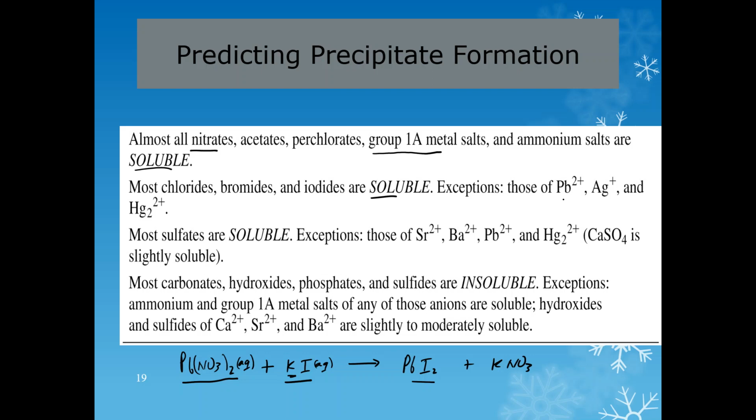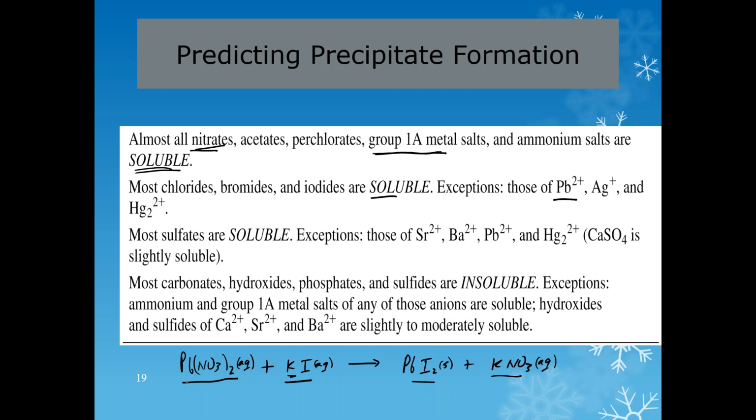But look at this. The exception would be lead 2 plus, right? So lead 2 iodide would be insoluble, so therefore this will exist in a solid state. And then finally, potassium nitrate, we know it's going to be soluble because one, it's a nitrate, and two, potassium belongs to group 1A. So therefore we know that potassium nitrate is soluble, so we're going to put aq here, right?